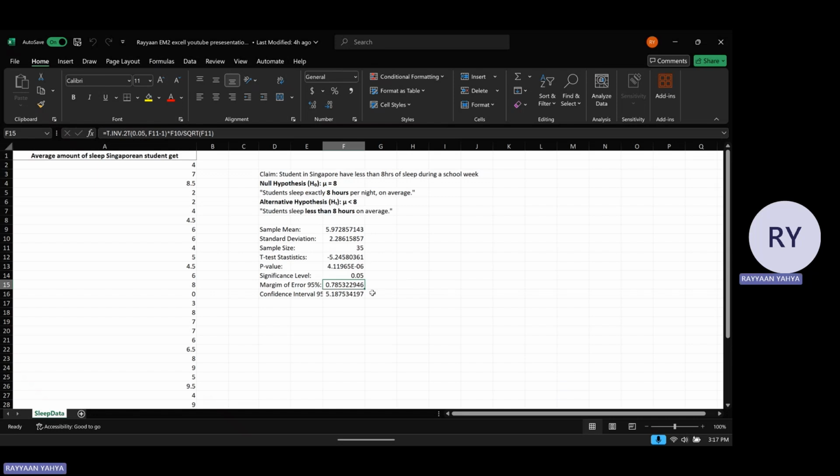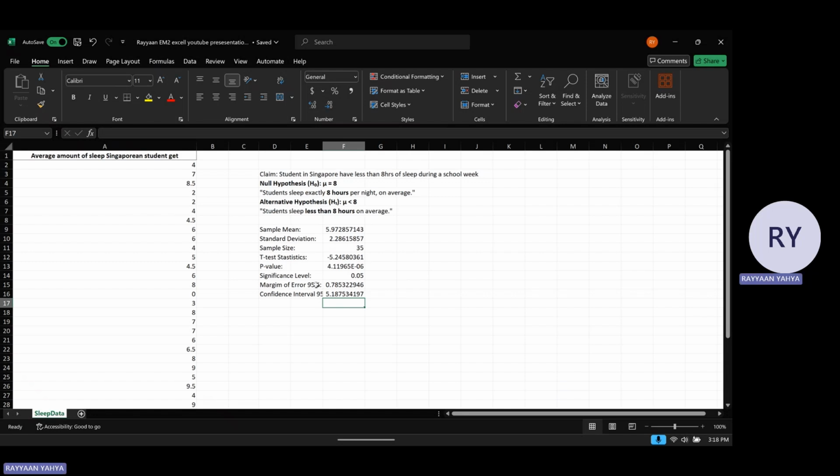For my confidence interval, I just used this formula, which is basically the sample mean minus the margin of error, and the result I got was 5.19 hours. Which means that I am 95% confident that the real average sleep lies between 5.19 and 6.76 hours for the students. Since the range is still below 8, it supports the conclusion that students don't get enough sleep.